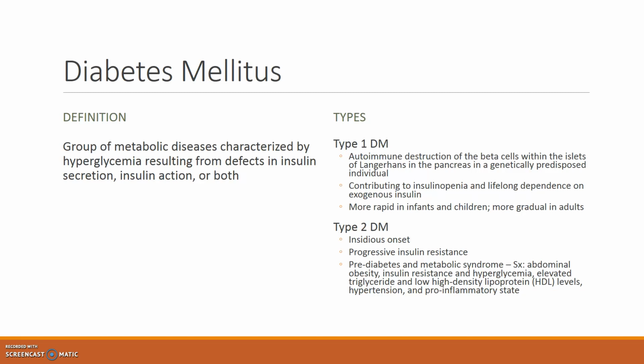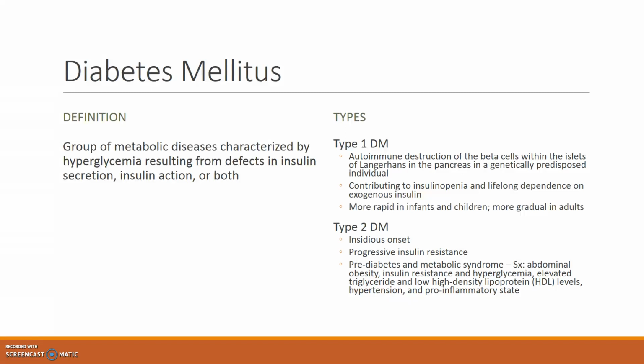Type 1 diabetes is the autoimmune destruction of the beta cells within the islets of Langerhans in the pancreas, and those individuals are genetically predisposed. Type 1 contributes to insulinopenia, so low insulin if no insulin, and just lifelong dependence on exogenous insulin. And you can just take that to the practice bank because our type 1s need to be treated with insulin. More rapid progression in infants and children with type 1 than in adults, and certainly the majority of people with type 1 are infants and children, but you will see it in adults also.